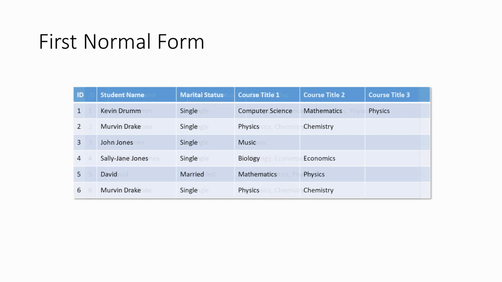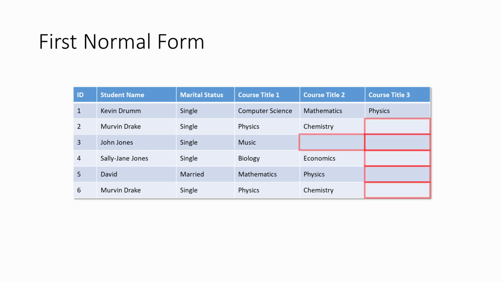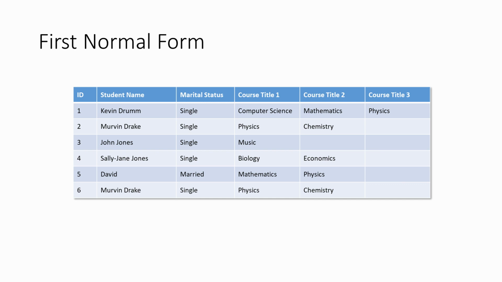Here's one way it could be dealt with: a separate column for each course. But although one problem has gone away, there's a new one. This table still violates first normal form, which states that there should be no repeating groups of attributes. In other words, no repeating columns like this. It would be difficult to do anything useful with this table structure. Notice how many of the fields contain null values.